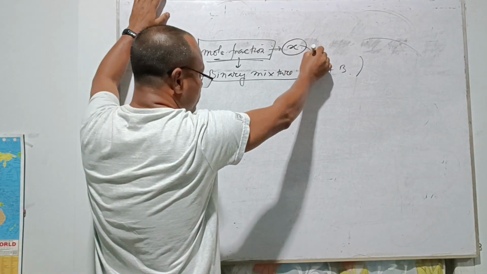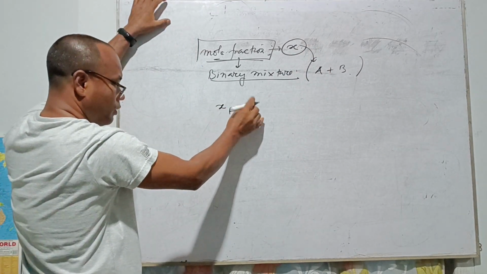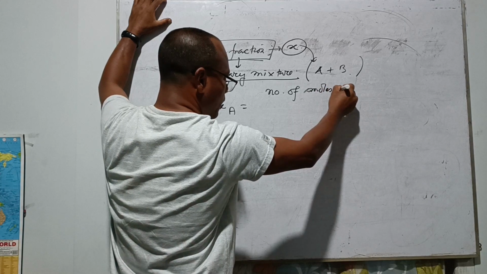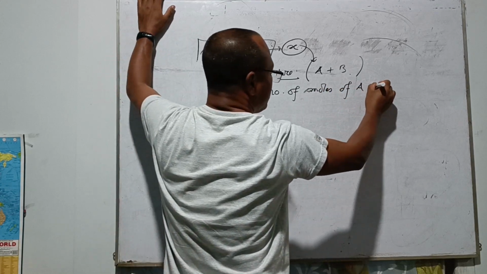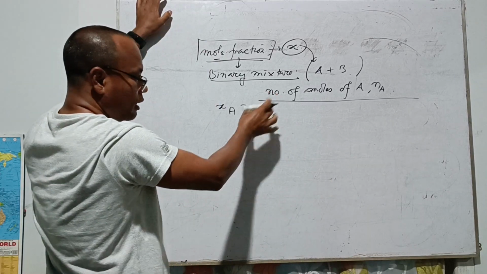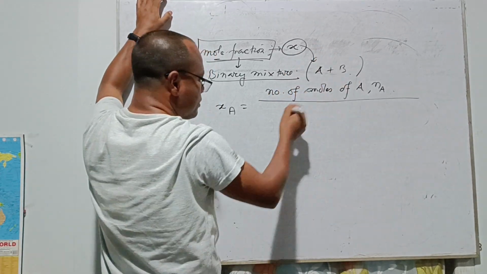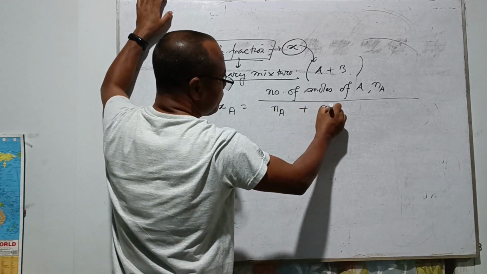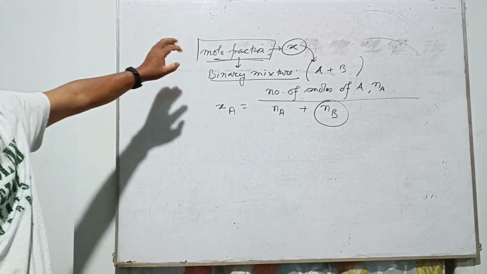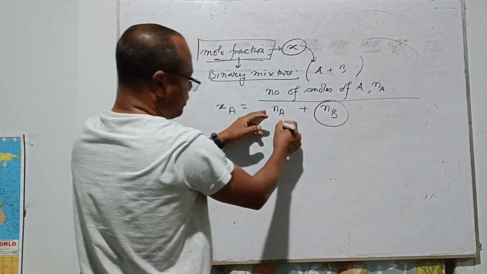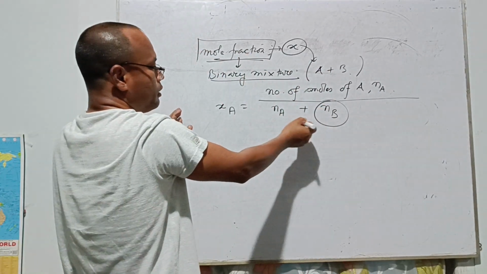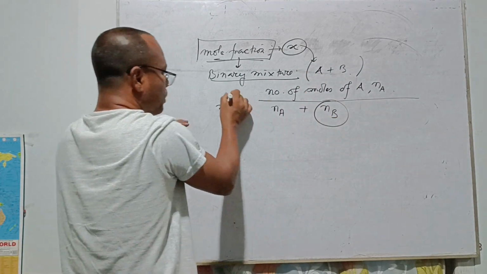So when we calculate the mole fraction of A, that means the number of moles of the component A. Let me write n as the number of moles. Na, the number of moles of component A, divided by the total number of moles of components A and B. That means the number of moles of component A plus the number of moles of component B, Nb. This is the total number of moles of our binary mixture. How much fraction of the moles is present in the total moles of our solution, that is what we call the mole fraction.